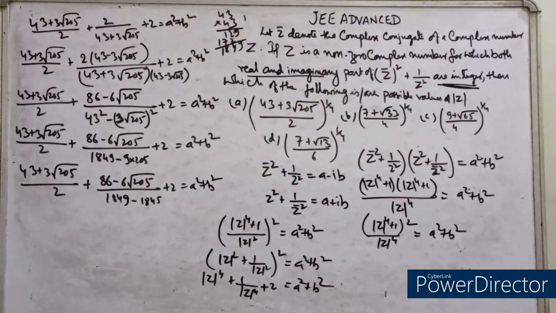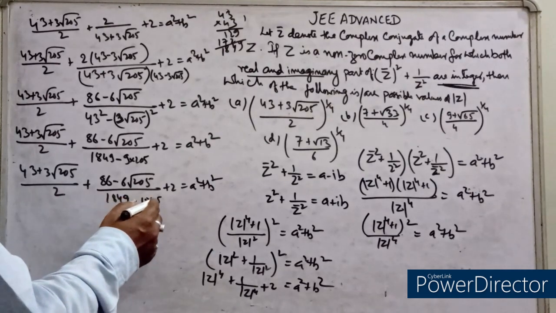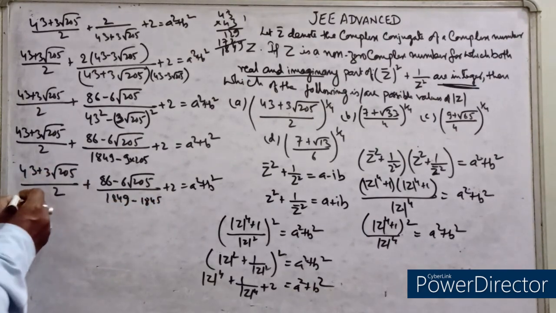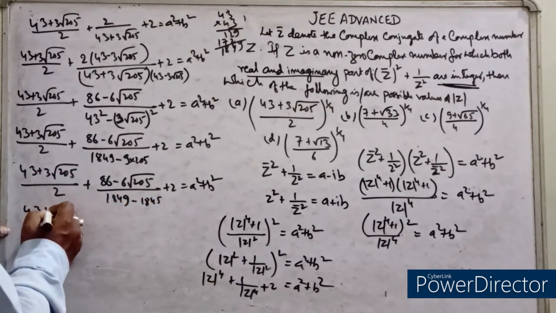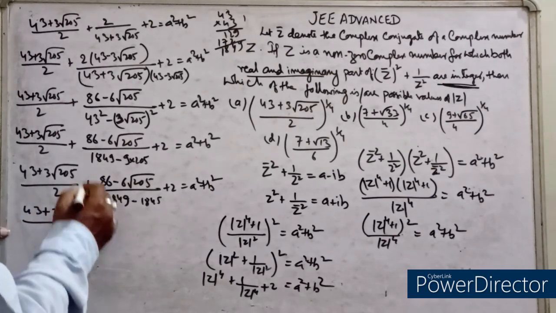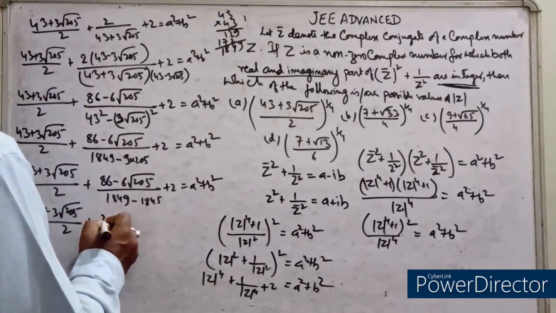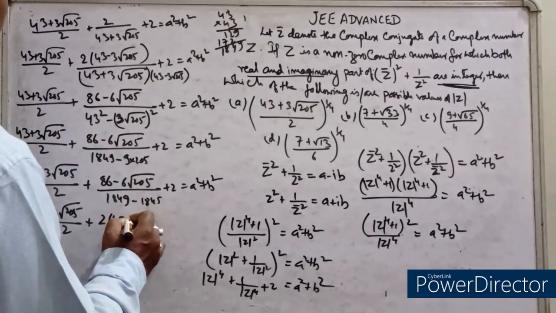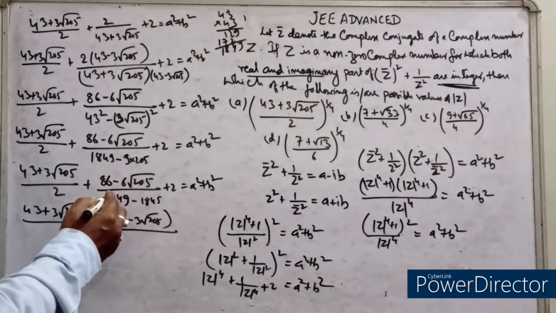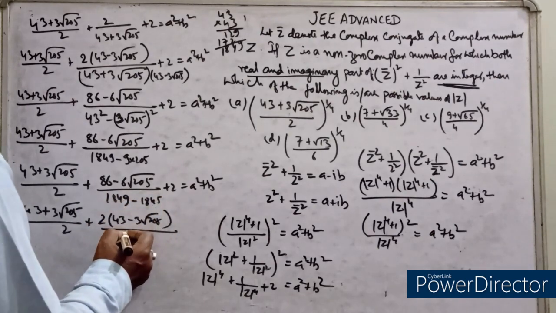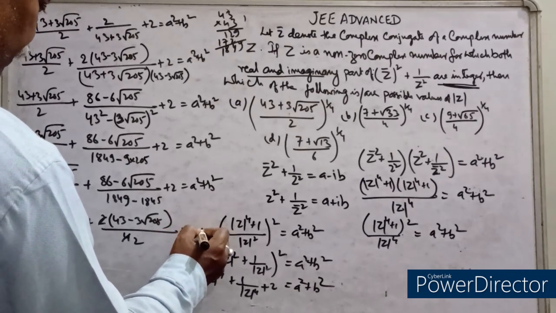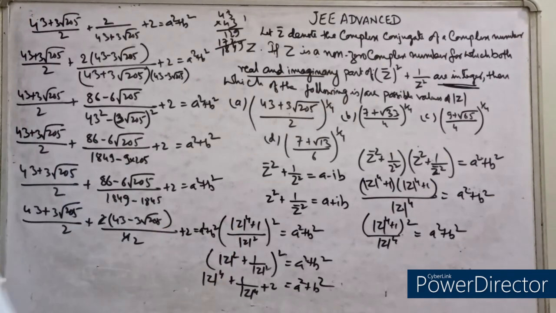So again 1849 minus 1845, this will be how much? 4. So (43 plus 3√205) by 2. Here let the 2 be common, so this will be 43 minus 3√205 and the denominator will be 4. So here this cancels out. So plus 2 is equal to A square plus B square.